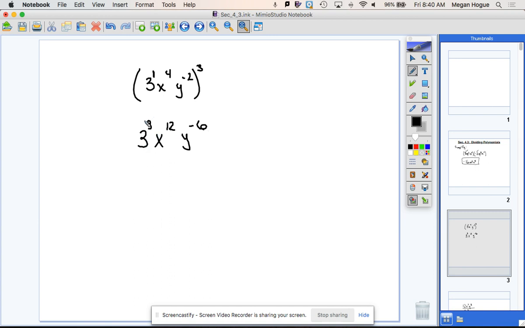Well, I know I need to multiply out 3 to the third. It's 27. Abby, you see anything else I need to do? Yeah, so here I do have a negative exponent. So the x to the 12th still stays up. Just the y part comes down, and when I move it down, it becomes positive. So 27, x to the 12th, y to the 6th.